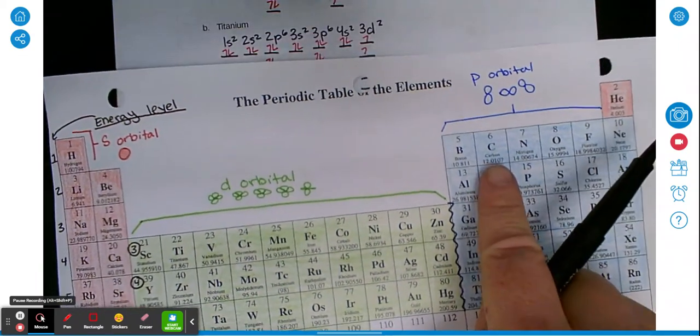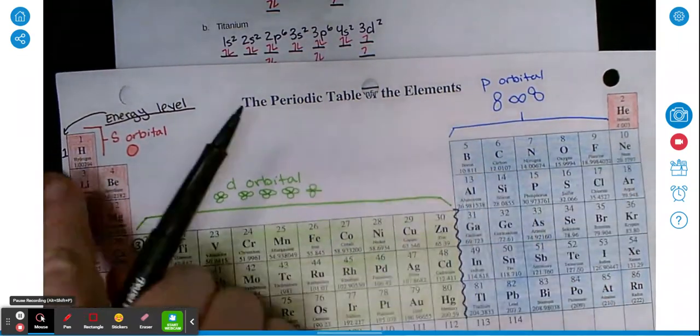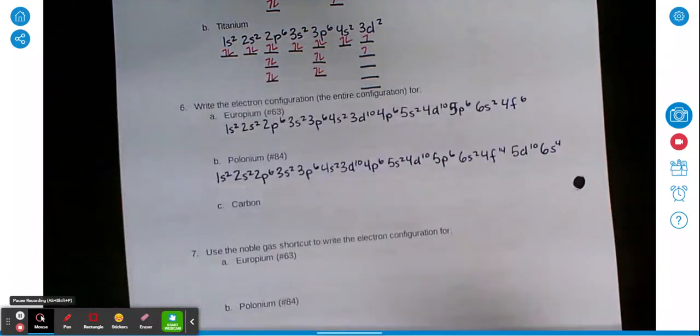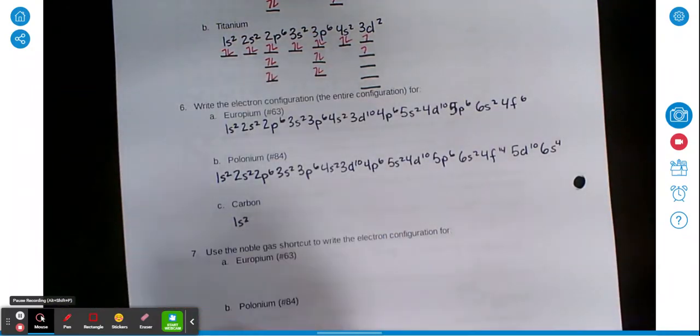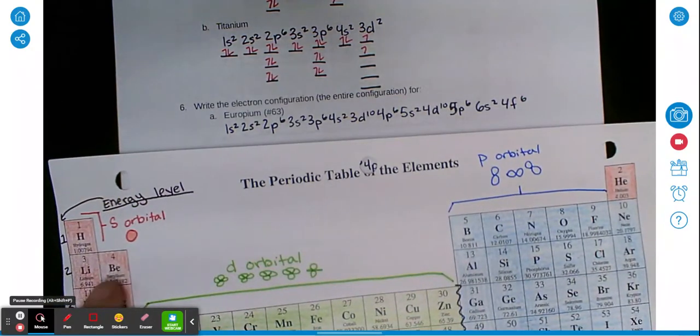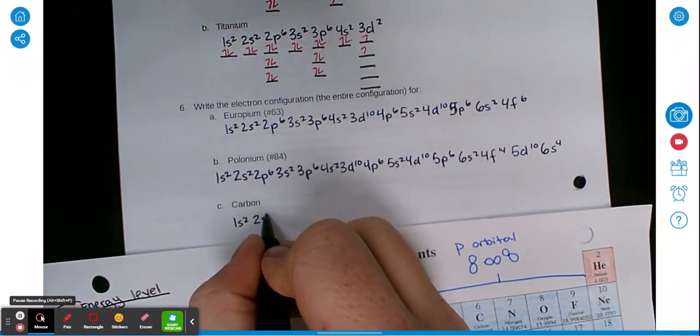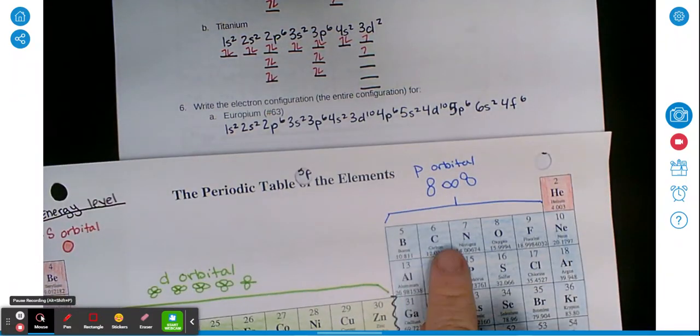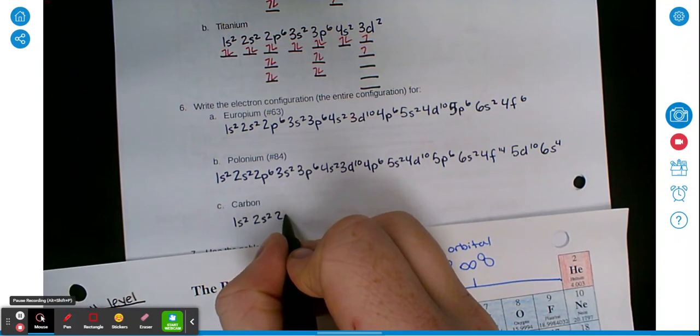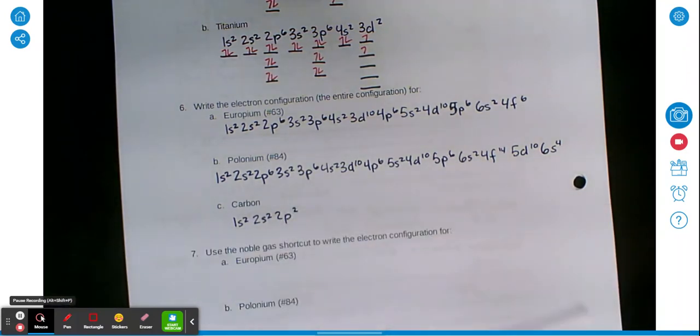Carbon. So I need to fill 6 electrons. 1s2, 2s2, 2p2. Easy.